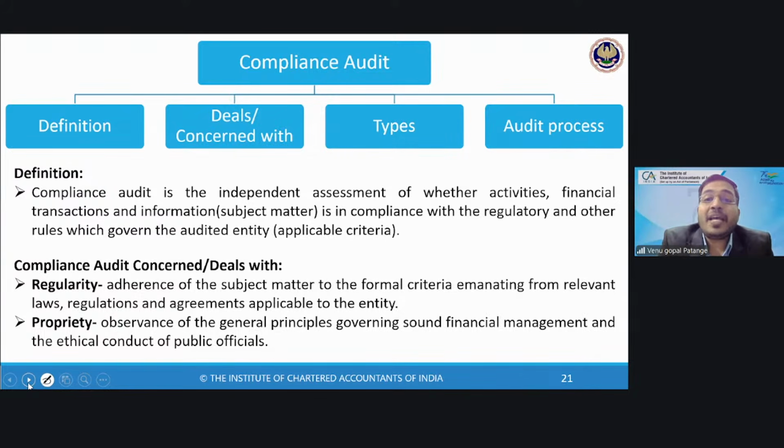So we'll see different types of compliance audit. Anyone got any doubt till here? So we have discussed financial audit. We are discussing compliance audit. The elements are running in the back of the mind. Okay. Next.